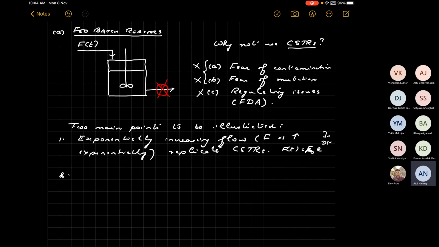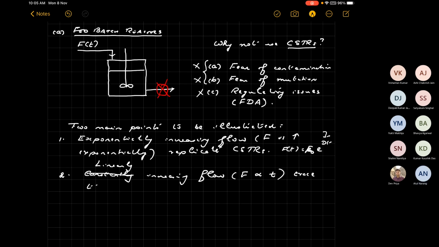The second thing we want to show is that constantly increasing flow rates. So this means that F is directly proportional to time. So it's increasing linearly. Constantly increasing means maybe I should say linearly increasing. This is another common method. What we will see is that it traces the steady states of a CSTR.